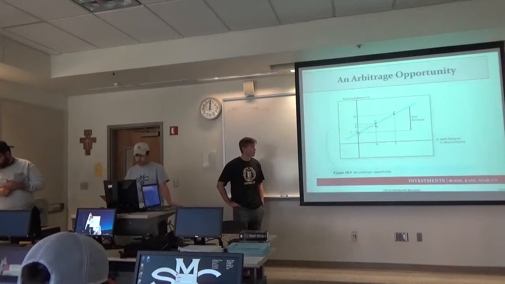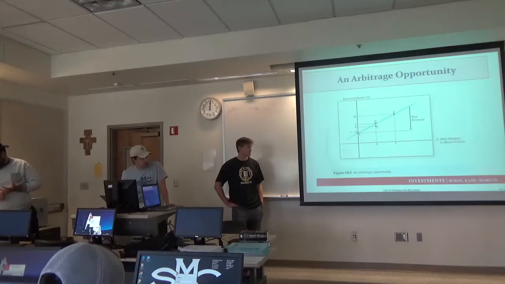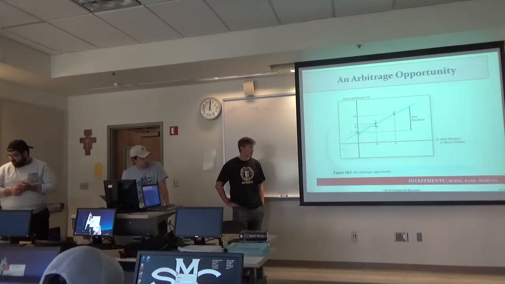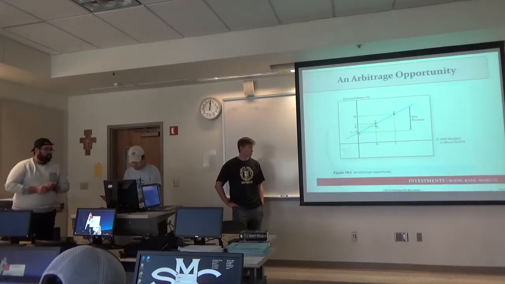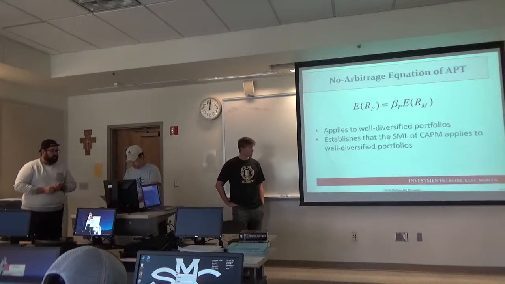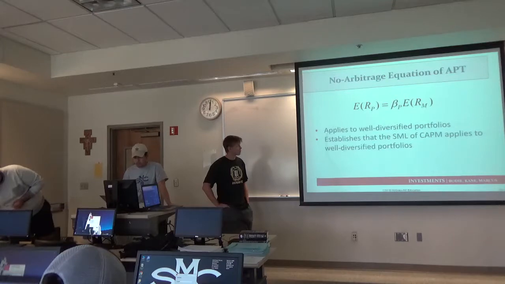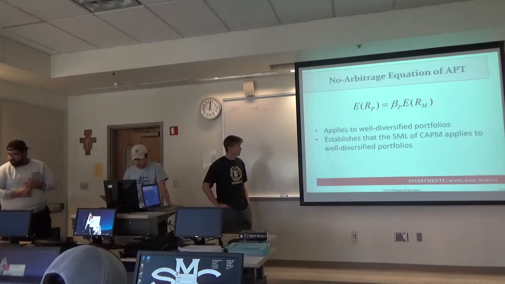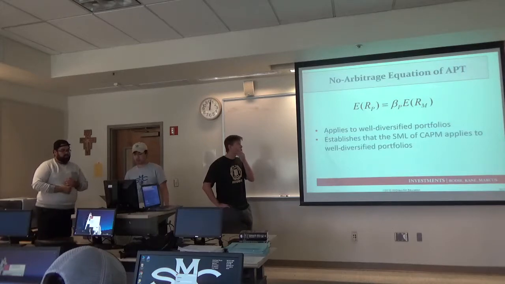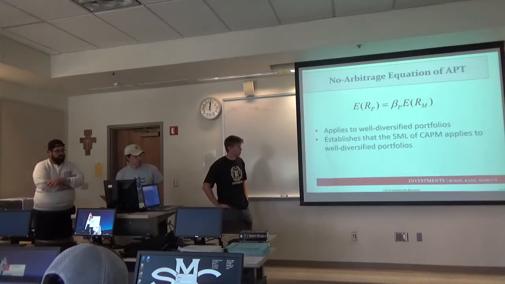And here's an arbitrage opportunity. You can see at point C, it's below the expected return, so you could arbitrage that. And then this is the no-arbitrage equation of APT, that E(RP) equals the risk-free rate plus beta times the risk premium. It applies to well-diversified portfolios and establishes that the security market line of the capital asset pricing model applies to well-diversified portfolios.